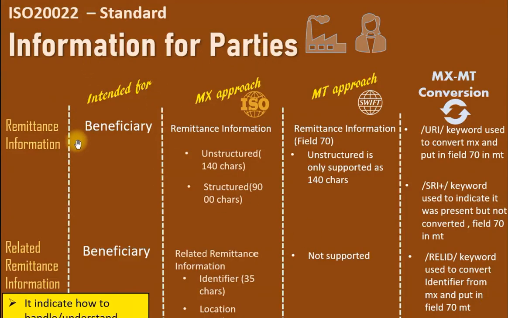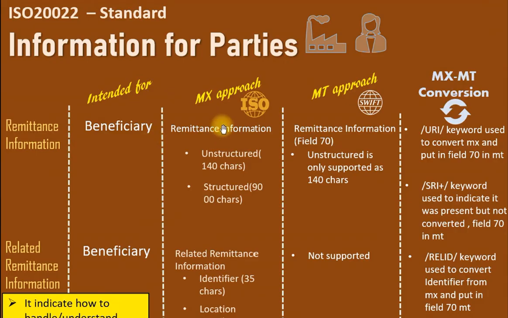Here we have tried to put it in a tabular form, where we have put whom this information is intended for, which party or the agent. In MX how it is treated, in MT how it is there, and in case the conversion is required, what will be the way to do it. So let's start with the remittance information. This is intended for the beneficiary. It exists both in the MX and MT world.